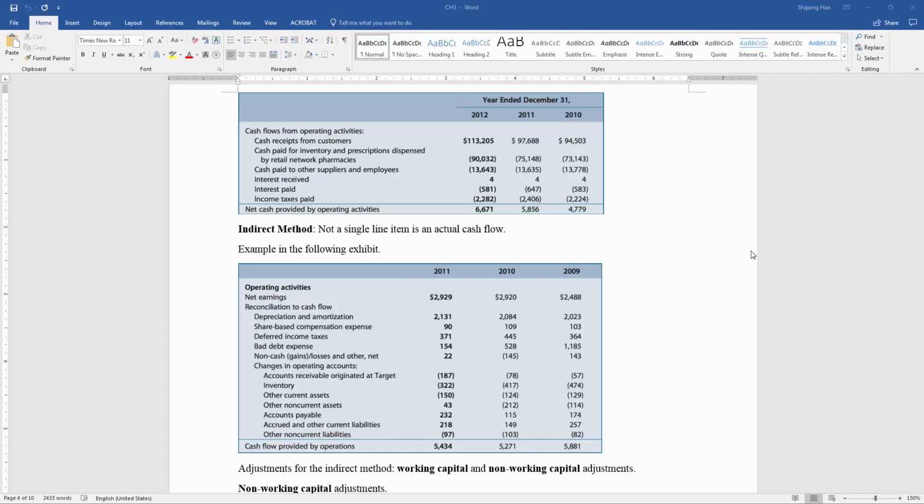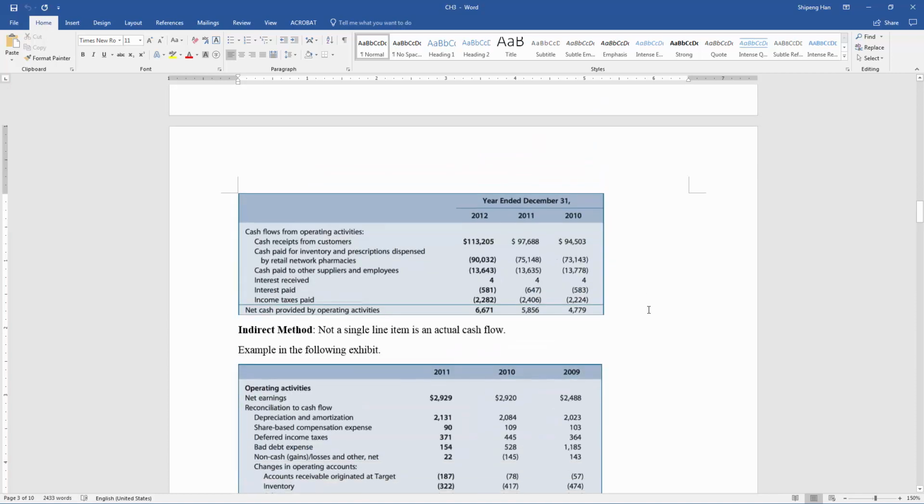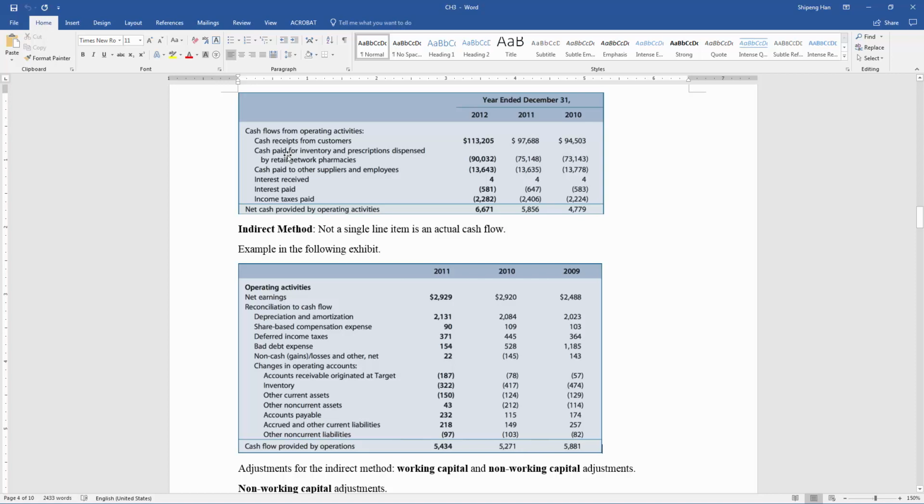In this video, I'm using two examples to show you the difference between direct methods and indirect methods to prepare the statement of cash flow. The direct method is straightforward. All the numbers in this exhibit, all the numbers in this example, are actually the actual cash flows.